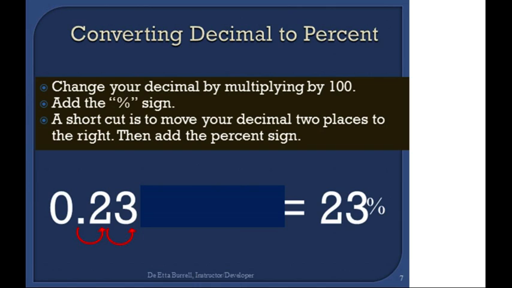Remember, the shortcut for multiplying by 100 or dividing by 100 is to move your decimal either to the right or to the left. If I'm multiplying by 100, I'm going to move my decimal to the right 2 places. And if I'm dividing by 100, I'll move it to the left 2 places. We've already talked about these shortcuts. 1, 2. I get the same answer.